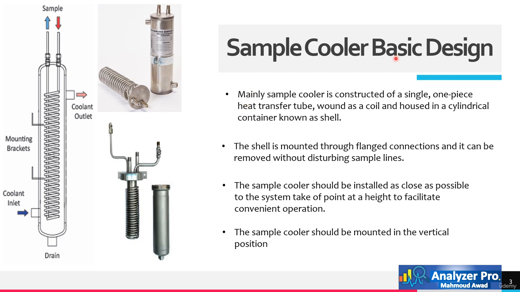In this slide we will talk about the sample cooler basic design. Mainly, a sample cooler is constructed of a single, one-piece heat transfer tube, wound as a coil and housed in a cylindrical container known as the shell. The shell is mounted through flanged connections and it can be removed without disturbing sample lines. The sample cooler should be installed as close as possible to the system take-off point and installed at a height to facilitate convenient operation. Also, the sample cooler should be mounted in the vertical position.